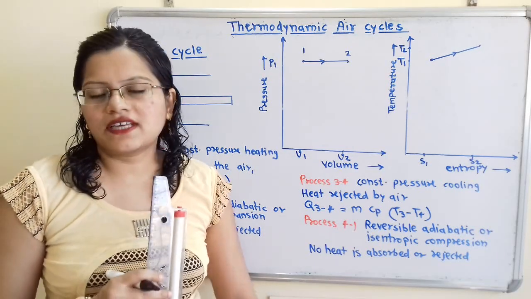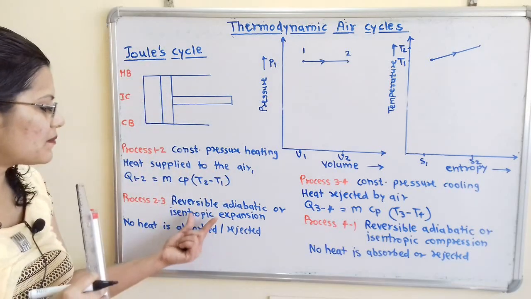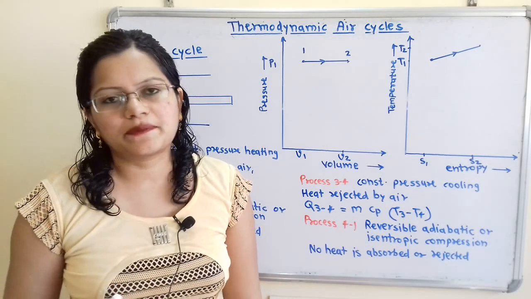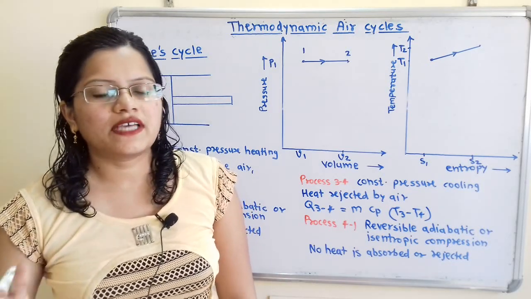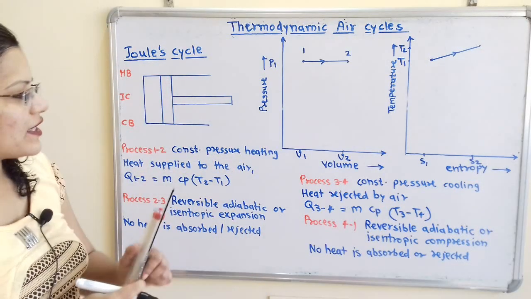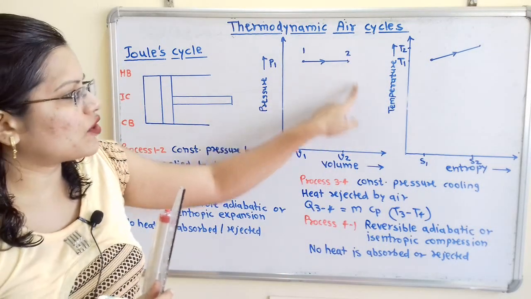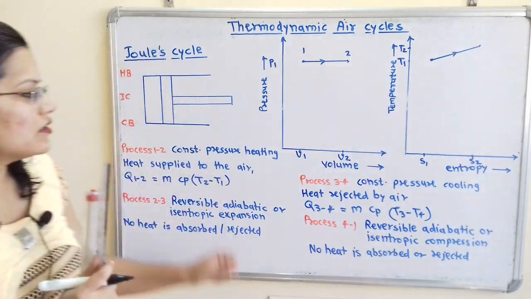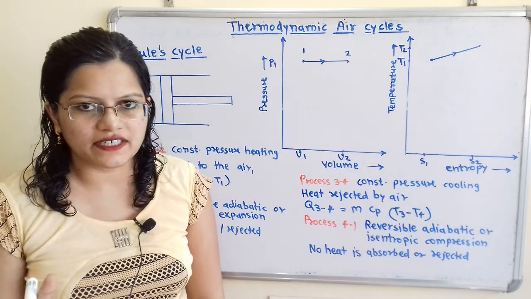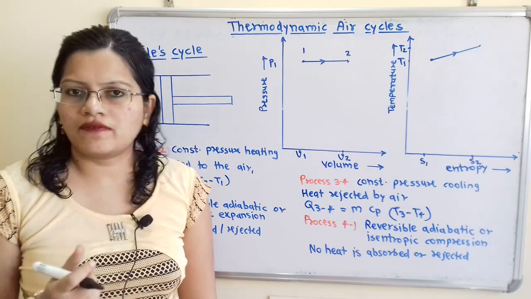Again there is an expansion process taking place, but this expansion process is taking place at constant entropy. That means entropy will remain constant. So we must know what is the effect of expansion on pressure, volume and temperature. Then only we can draw the next process. Whenever the expansion process is taking place, pressure is getting decreased, volume is getting increased, and what is the effect on temperature?